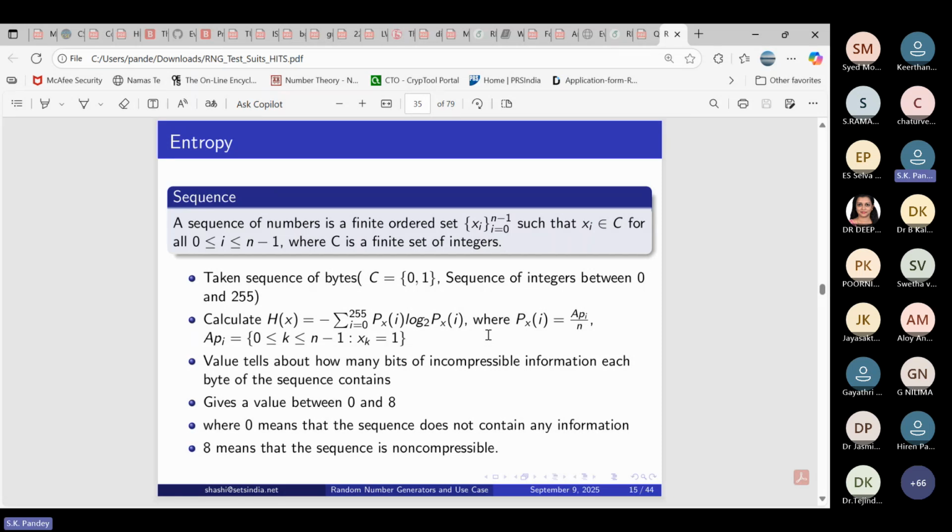And if it is close to 0, it means someone can easily find a pattern inside that and read the whole message. So this is the way of doing the entropy test in the ENT test.